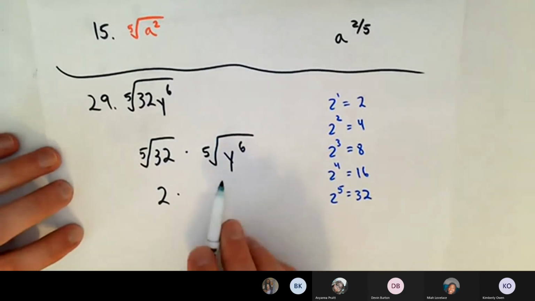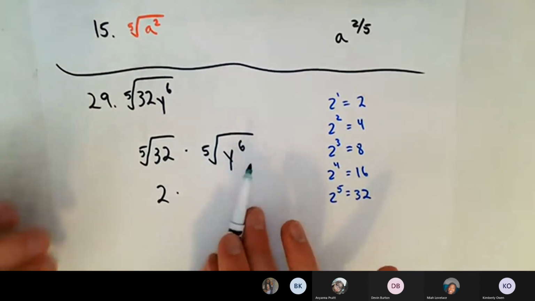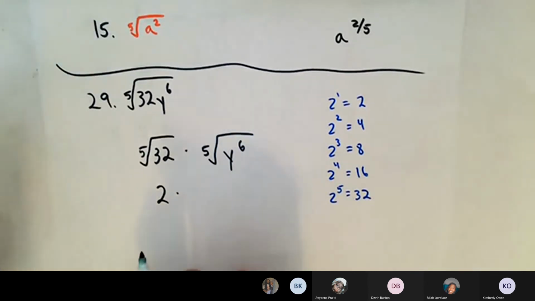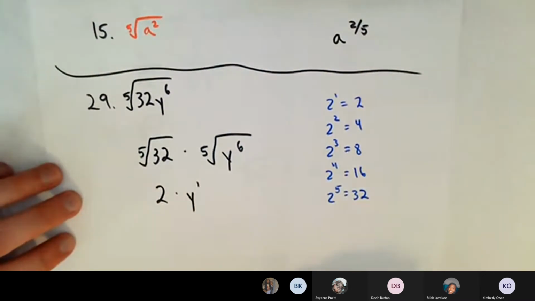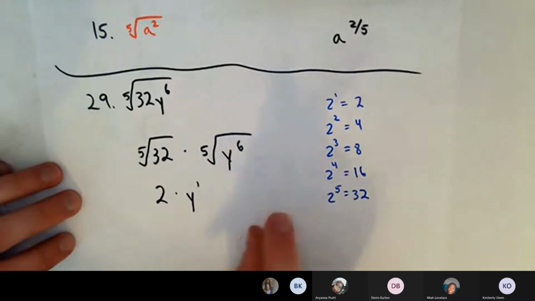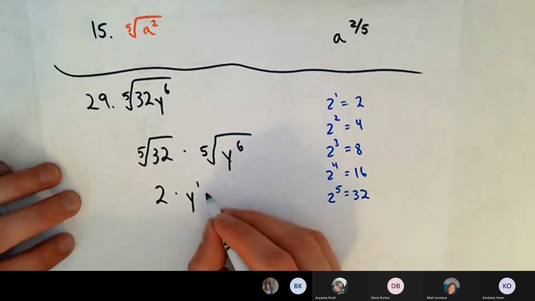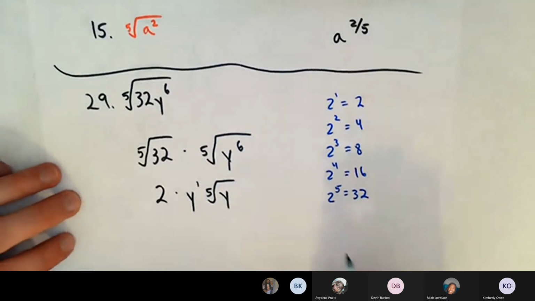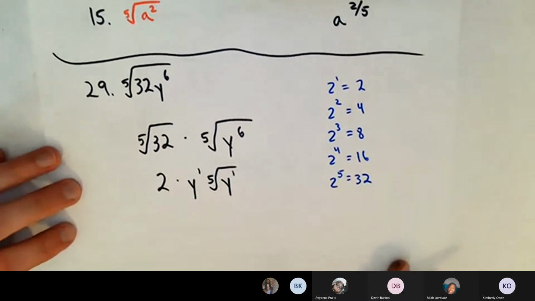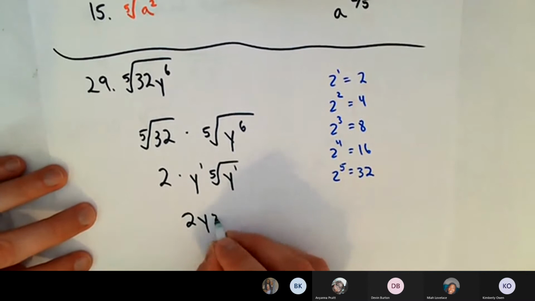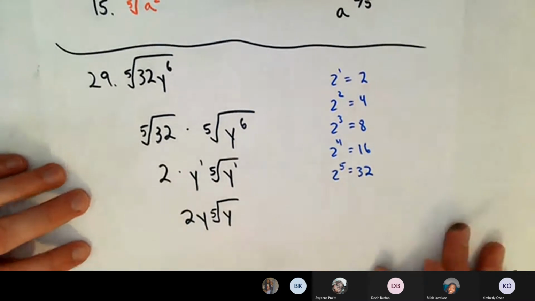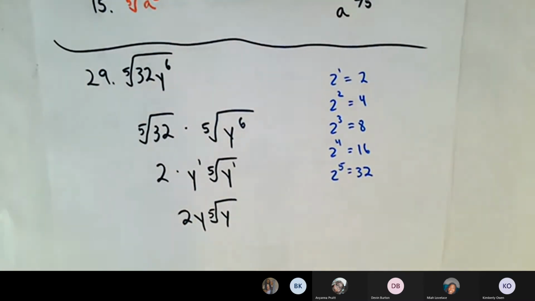And then here, this is an easier question. Basically, how many 5s fit into 6? Well, that's 1, so that means I could pull a y to the first power out. And then how many are left? There would be one group of 5 with one little piece left over, so that stays under the radical. So there's 1 y left under there. So if I clean this up, it would be 2y times the 5th root of y. So that's an example with simplifying radicals.